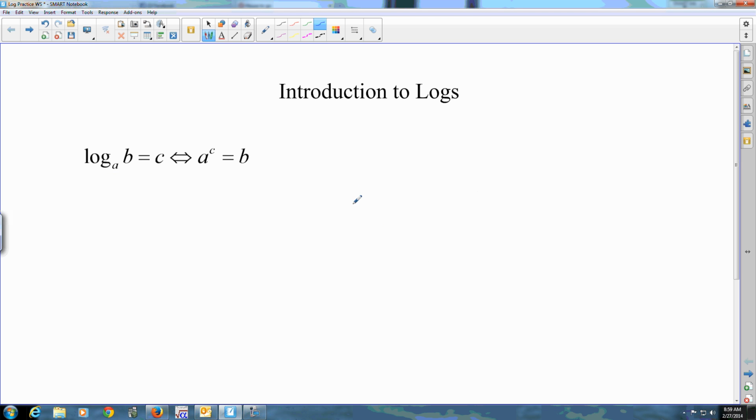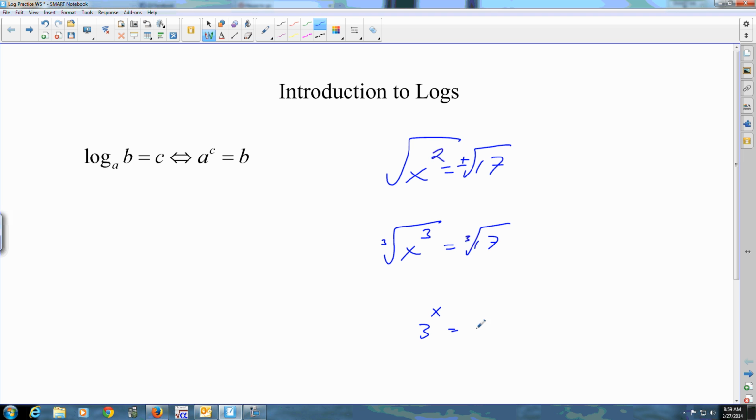The reason that you want logarithms is, let's say you guys have this. How do you solve it? You square root both sides. Okay, plus or minus shows up. Or if you have x cubed equals 17, you're going to cube root both sides to solve it. Well, what if your exponent is a variable? How do you get rid of that exponent?